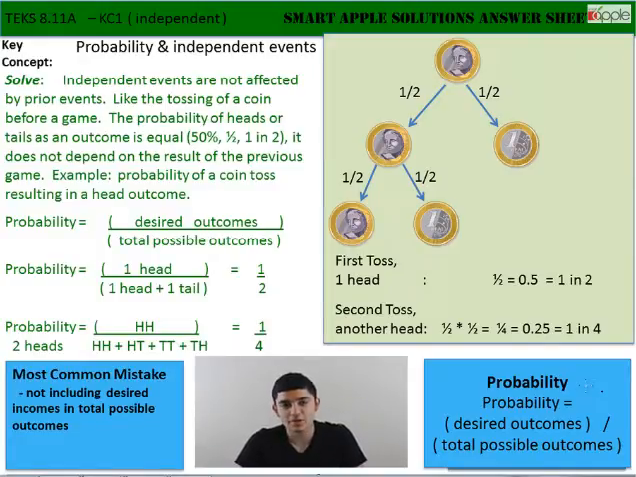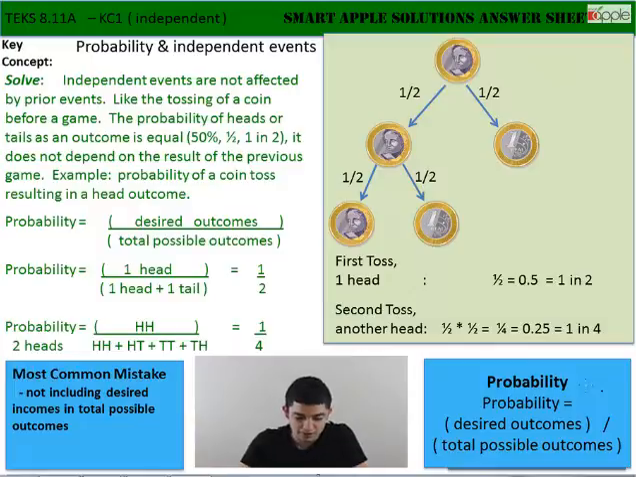So today we'll be talking about probability and independent events. Independent events are not affected by prior events. Let's say you toss a coin in the beginning of a football game, the toss does not affect the football game. Or if you toss two coins up in the air, the second time you toss a coin will not be affected by the outcome of the first one.